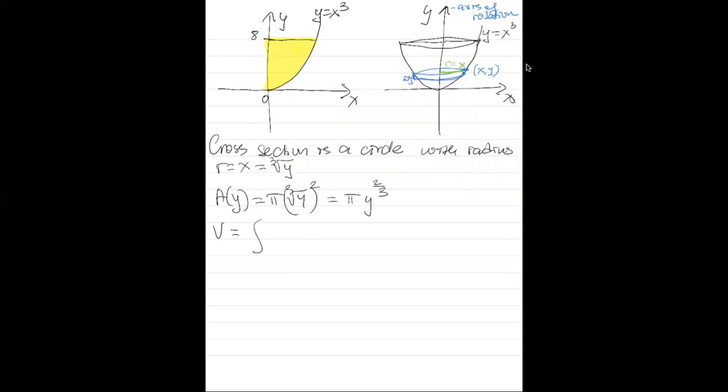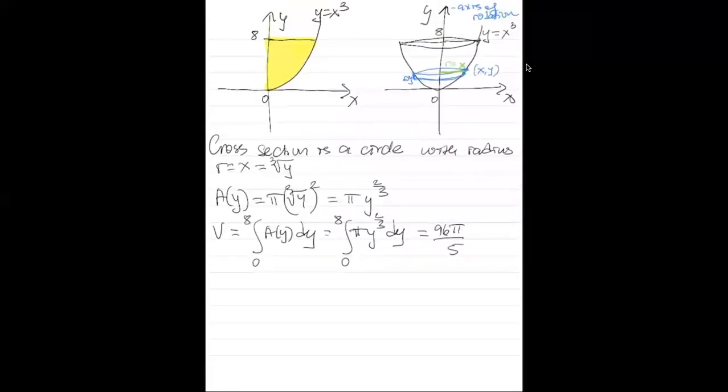Now we're ready to find the volume. That is the integral from a to b. How are we slicing here? This is 0 and this is 8. We're slicing along the y-axis from 0 to 8, and A sub y dy, that's from 0 to 8. We have the formula pi y to the 2/3 dy. After you evaluate this, you get 96 pi over 5. That's the exact volume of our solid.